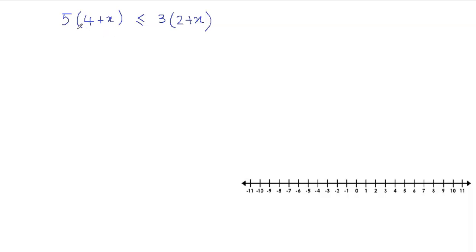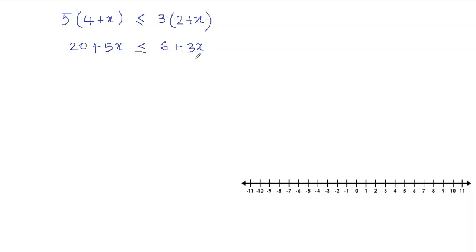So the first thing we're going to do is, we have parentheses on both sides in our inequality, so we're going to get rid of the parentheses first. I'm going to distribute 5 across 4 plus x, and then I'll distribute 3 across 2 plus x. So 5 times 4 gives me 20, and then 5 times x gives me 5x. Then we have less than or equal to, 3 times 2 gives me 6, and 3 times x gives me 3x.